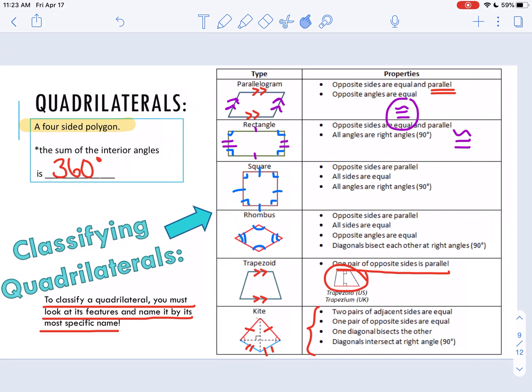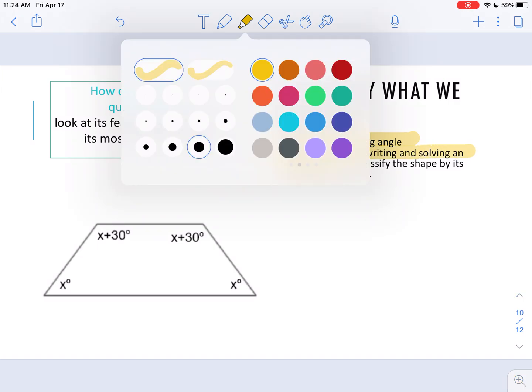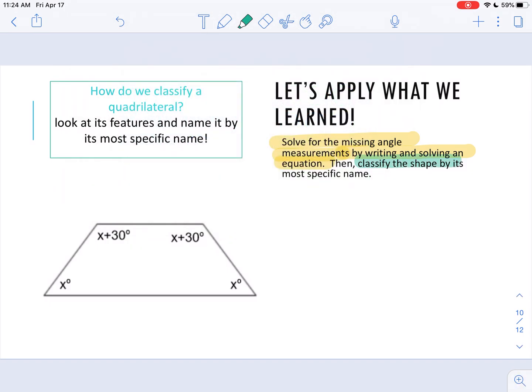All right, so let's apply what we've learned here. Same idea as before. The first thing we're going to do is write an equation to solve for the missing angle measurements. We're applying a little bit of our geometry here. And then the second thing, we're going to classify this shape by its most specific name. So let's start with our equation. We've got this x plus 30 degree angle, this x plus 30 degree angle, an angle x and an angle x.